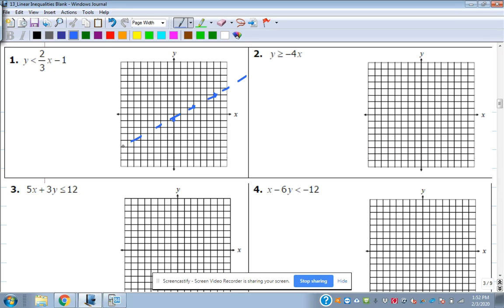I'm just going to draw that dashed line there. And then we're not done with that. Do y'all remember what else you have to do? Yeah, you got to do some coloring.